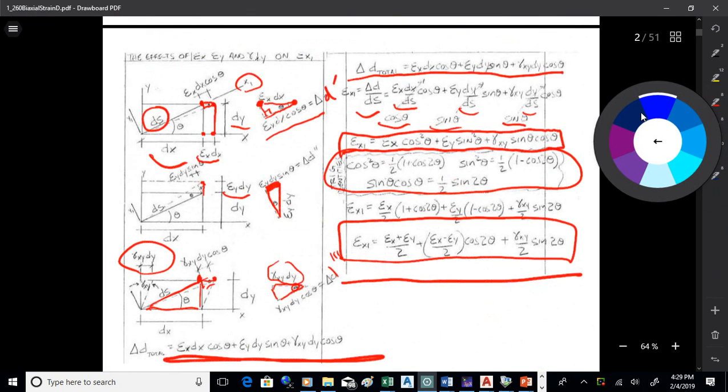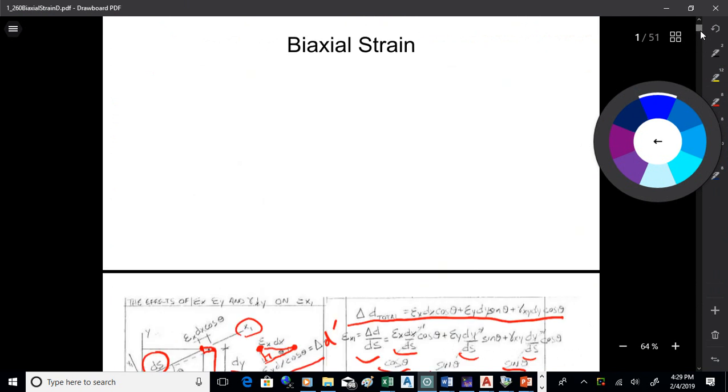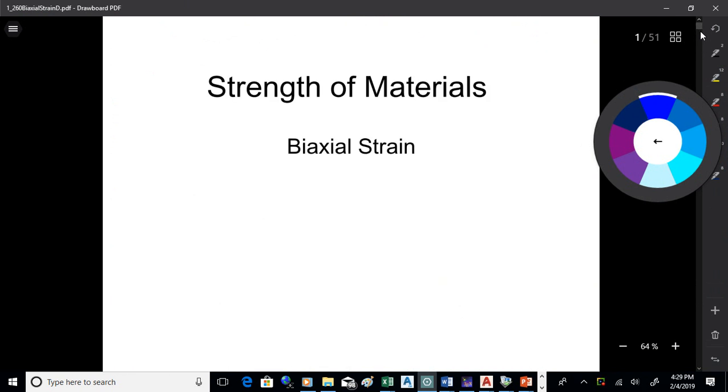All right, so we started this stuff last time, this biaxial strain. Now, as I mentioned, it's an awful lot like biaxial stress. It's very similar in how the equations look and all that. Now, this does not, at least in my view, have the same importance as biaxial stress. So I'm not going to spend quite as much time on it. This will tell us how things deform at given angles.